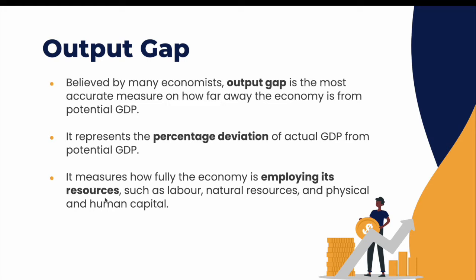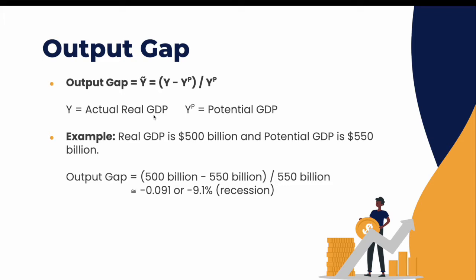So, again, potential GDP, we want it to have the maximum resources. So, these resources, such as labor, natural, physical, and human capital, as we have here. So now we'll talk about the formula. Output gap, which is this one. For the numerator, it's actual real GDP minus potential GDP. Then the difference is divided by potential GDP.